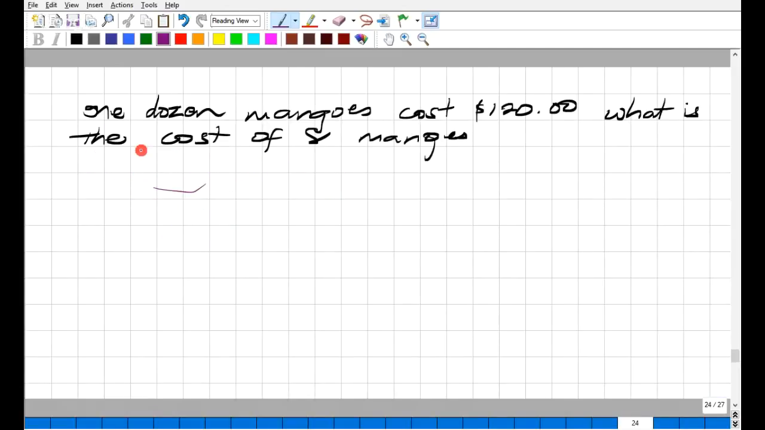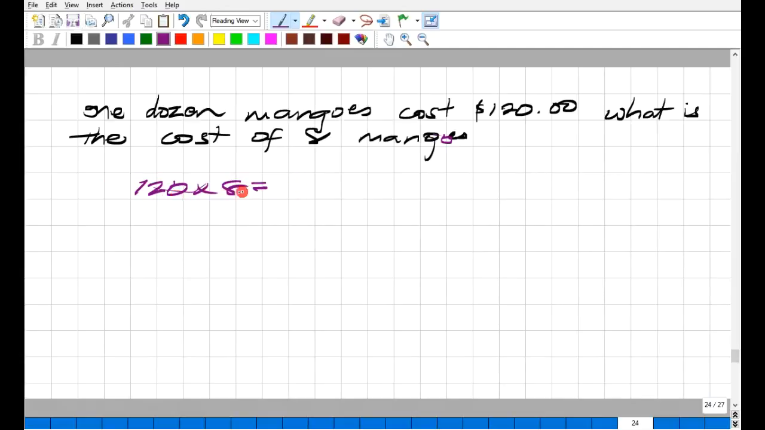All right, let's go. One dozen mangoes costs $120. What is the cost of 8 of those mangoes? 120 times 8? That's not going to work.